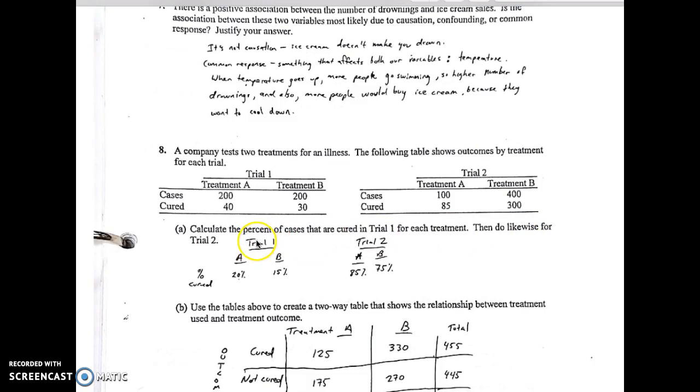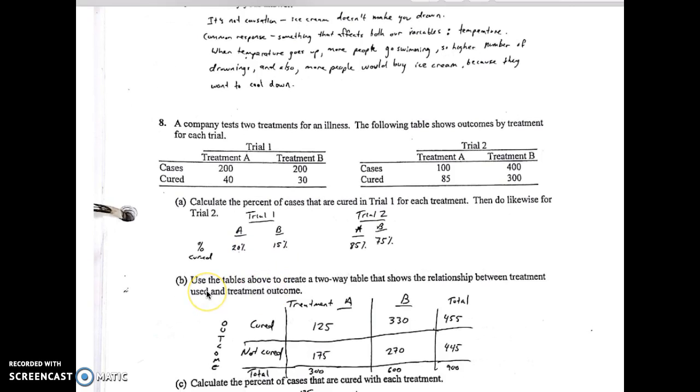So for trial 1, the percent that are cured, there's 40 cases that are cured out of 200 cases. 40 out of 200 is 20%. For treatment B, 30 out of 200 is 15%, so that's the trial 1 data. In the trial 2 data, the percent cured, 85 out of 100, 85%, and 300 out of 400 is 75%. So what I can see from here real quick is just that the treatment A in both trials has a higher percentage.